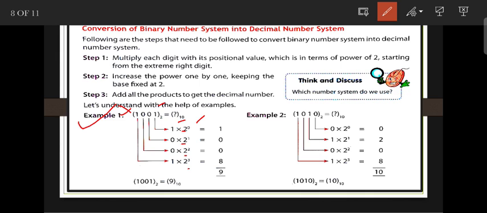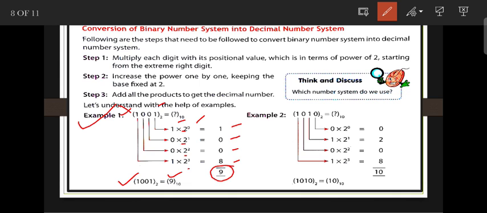So 2 to the power 0 is 1, times 1 is 1. 2 to the power 1 is 2, times 0 is 0. Then 0, and 1 times 8 is 8, so the total is 9. So this is the binary number and this is the decimal number.